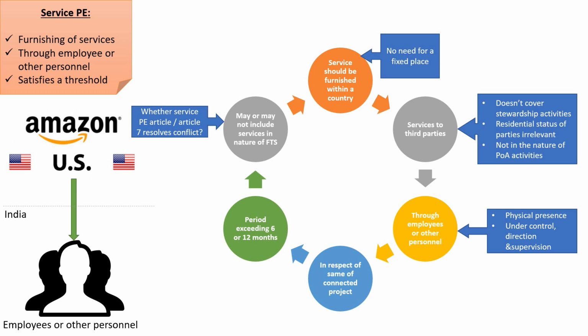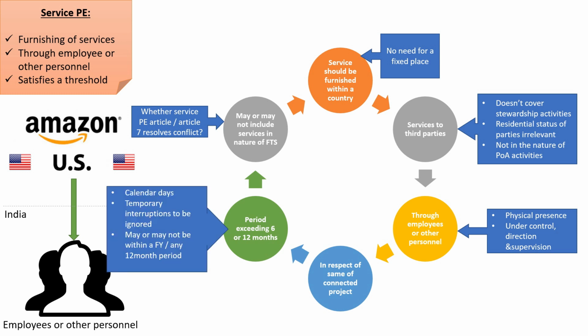Secondly, service should be furnished through employees or other personnel who are physically present in the source country. Other personnel here means personnel who work under the direction, control and supervision of the foreign enterprise and can include employees of other organization, for example employees of a subcontractor. Thirdly, the duration of physical stay shall meet the prescribed threshold. Typically, service PE is constituted if services are furnished for a period exceeding 6 months. This threshold can vary from treaty to treaty.